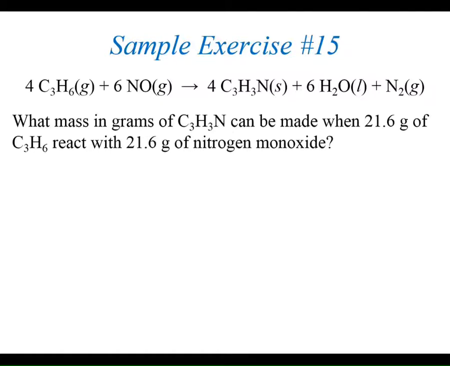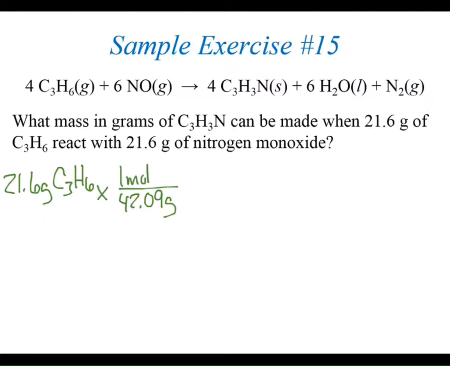So help me out here and just give me the numbers to make it faster. So 21.6 grams of C3H6. Use a molar mass of 42.09. And then for every 4 moles of C3H6, we make 4 moles of C3H3N.